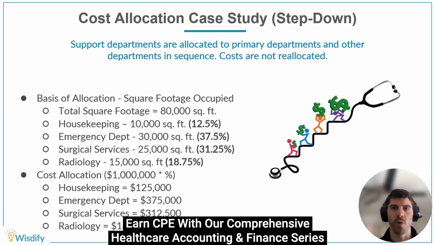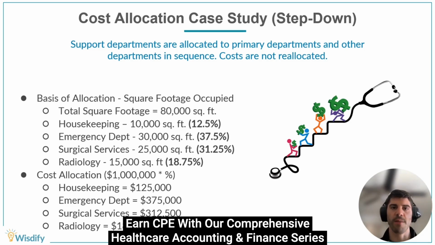And one last point to note, and this will make a bit more sense later on in the course: for now, just note that we don't reallocate costs under this model like we would in the reciprocal model. But again, we'll cover that in more detail later on. So for now, our first step under the step-down model is to allocate our admin costs, which totaled $1 million, to our three primary departments as well as housekeeping.